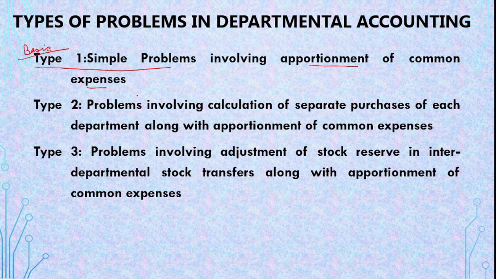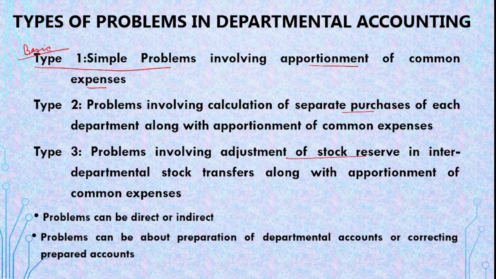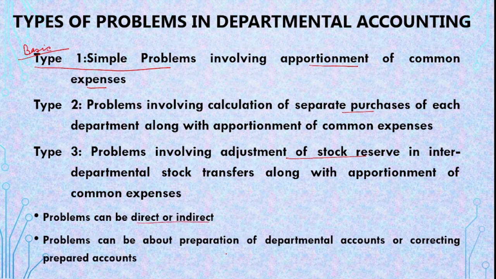Then the second one is a problem involving calculation of separate purchases and then adjustments of stock reserve, etc. Today we are starting with the first type of problem. We will be discussing direct, indirect problems along with the proper preparation of accounts or correction of incorrect statements. So our first case is apportionment of common expenses.